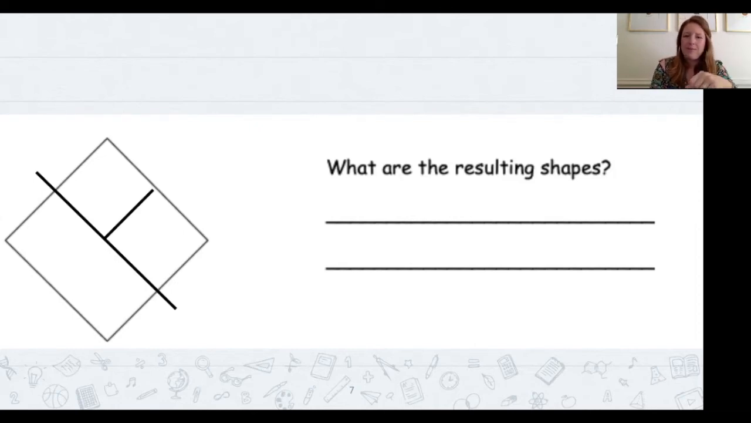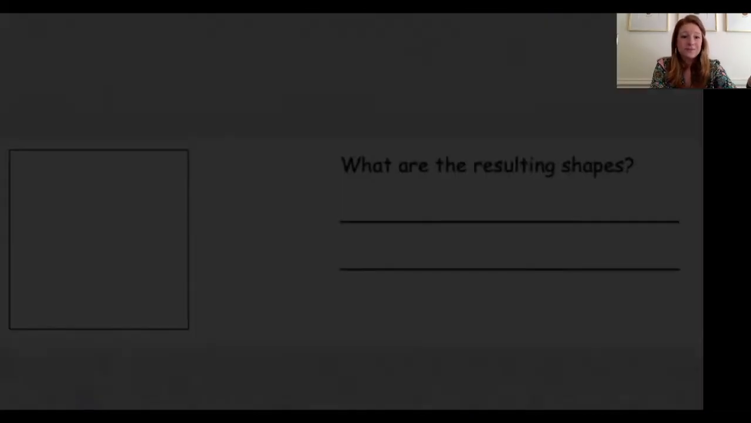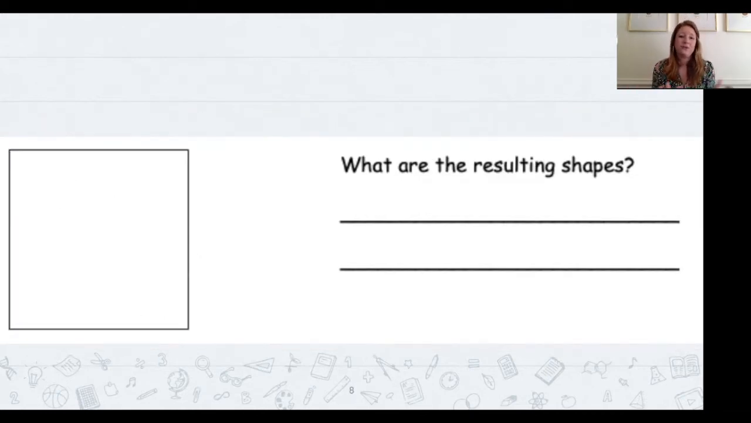But I didn't want to stop yet. I was like, you know what? I think I can make another different type of polygon. So I drew another straight line. And now, what figures do you see? Now you may see two quadrilaterals and two triangles. So that's just one possible solution.